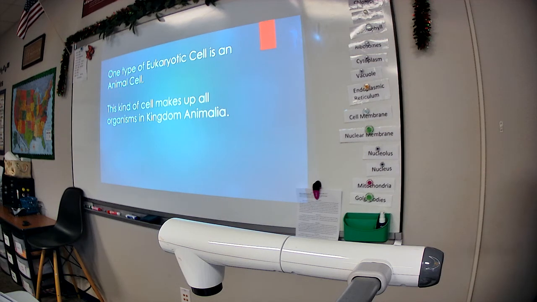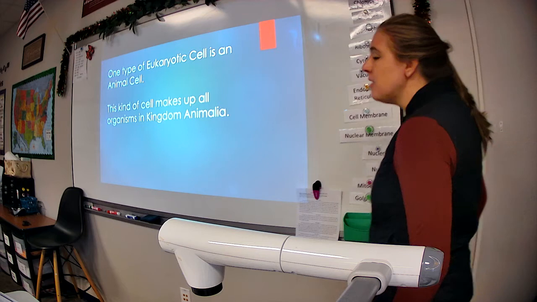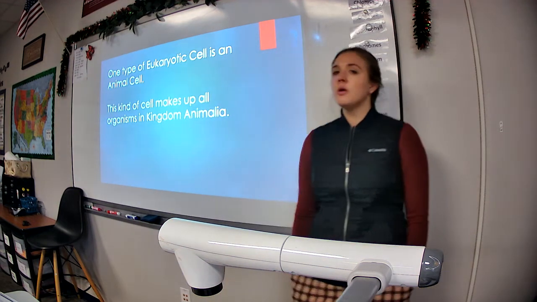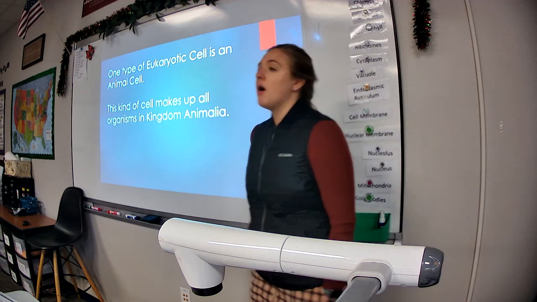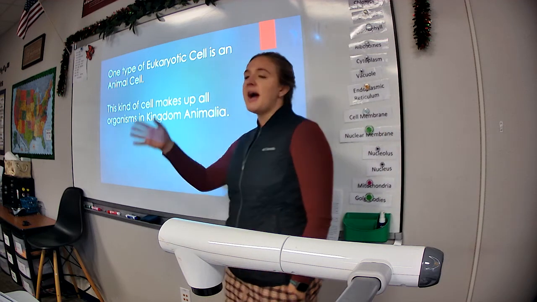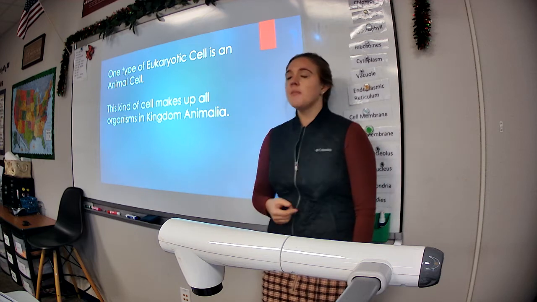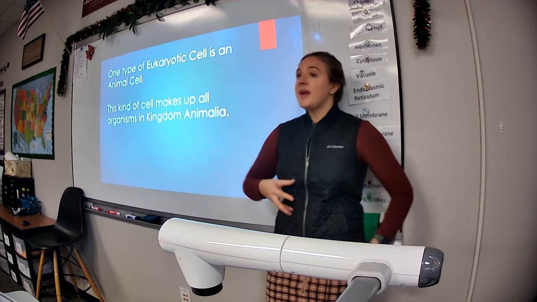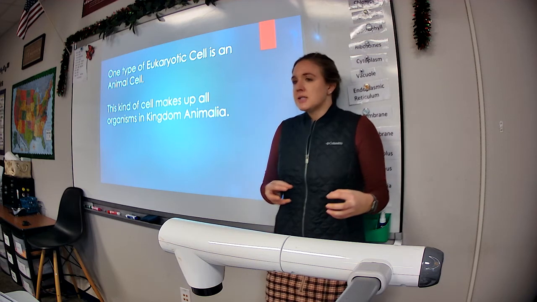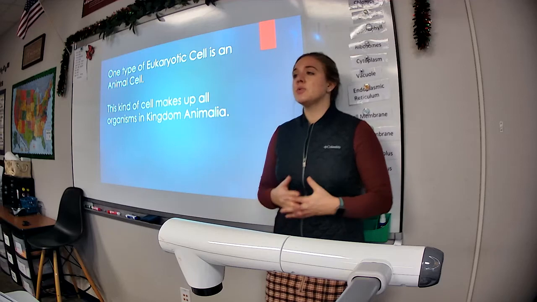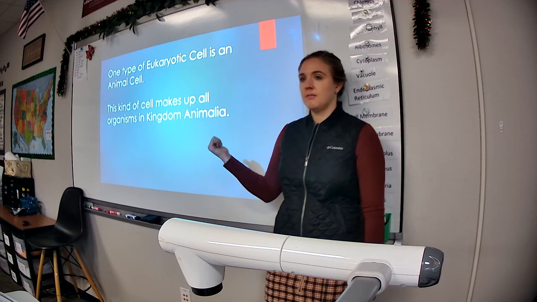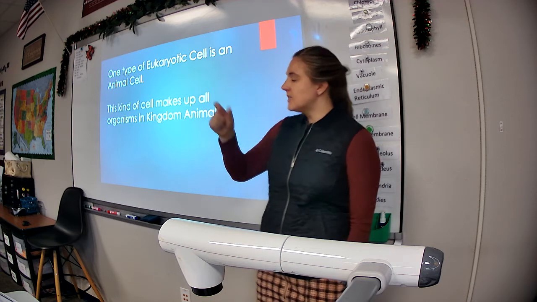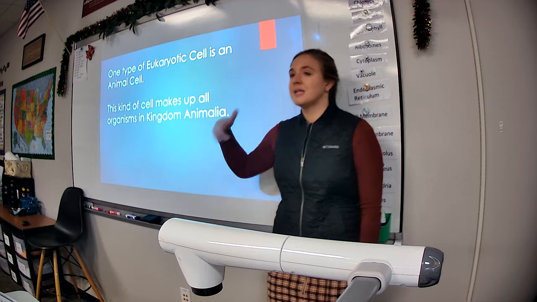One type of eukaryotic cell is an animal cell. This is the kind of cell that makes up all organisms in kingdom Animalia. On the last slide, I showed you many different types of cells in animals: dog muscle cells, red blood cells, bird red blood cells, nerve cells, skin cells. Each has its own unique characteristics, but in general, all of those cells will have the parts that we're going to look at today. There are minor differences, but we're going to learn the general organelles inside of the cell.